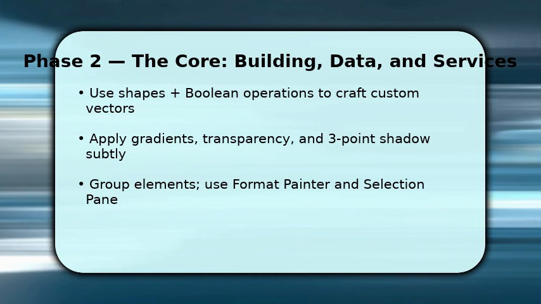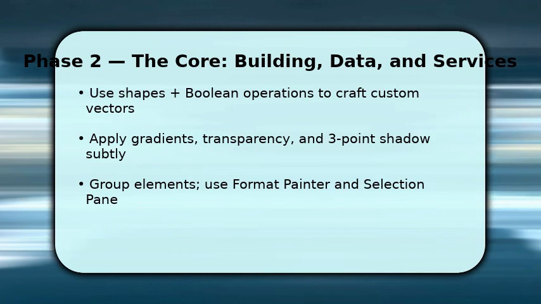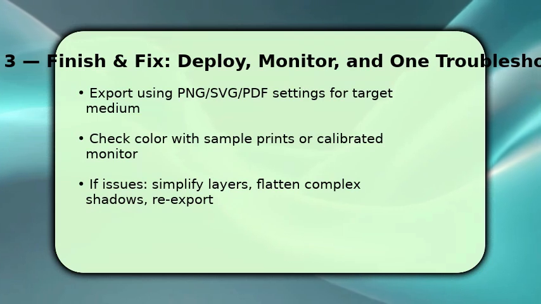Make sure to group related elements and name them in the selection pane. Once grouped, use Format Painter to transfer styles quickly. As you iterate, step back and check proportions at 100% and at smaller sizes. You finish by preparing exports.